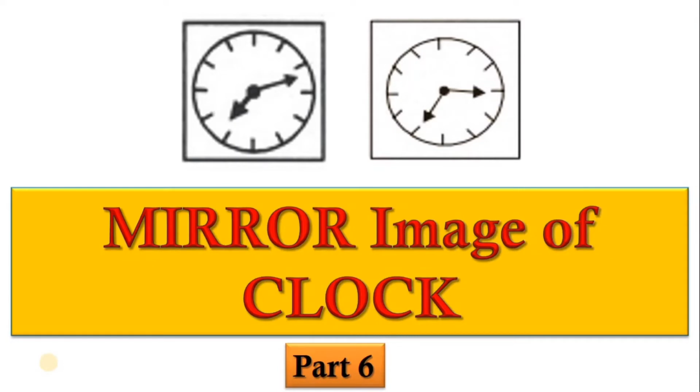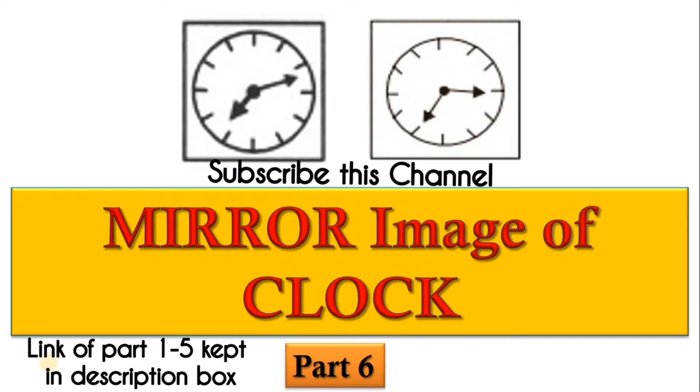In today's session we are going to see part 6 regarding mirror images, that is, the mirror image of a clock. When we look at the mirror, how is the reflection of a clock formed? Here we are going to see a shortcut trick for how the mirror image reflection of a clock is formed. So watch this video, and you will understand the shortcut trick. Based on that trick, we will see how you can solve the mirror image problem of a clock in this lecture.